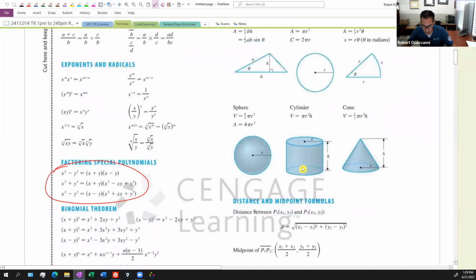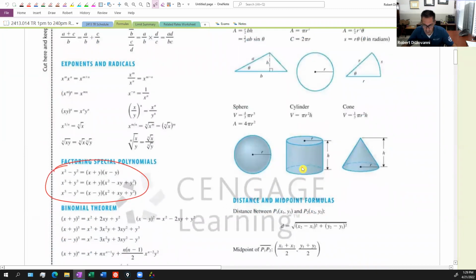No, it's not. Why isn't it there? Why do they give you the volume and they don't give you the area? That's really weird. I've never noticed that before. Interesting.